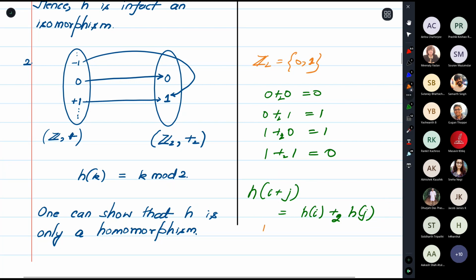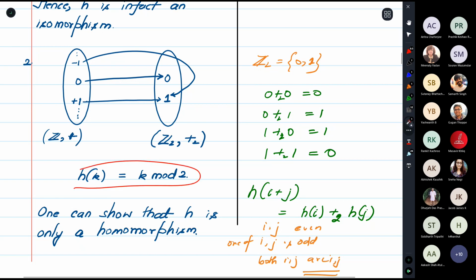The first case could be i and j are even, then one of i and j is odd, and maybe both i and j are odd, right? You can consider these three cases, and you can verify that in all of these three cases this condition holds true. Consequently, this function h is a homomorphism, right? But I claim that this is not an isomorphism, because the function h over here is not a bijection.